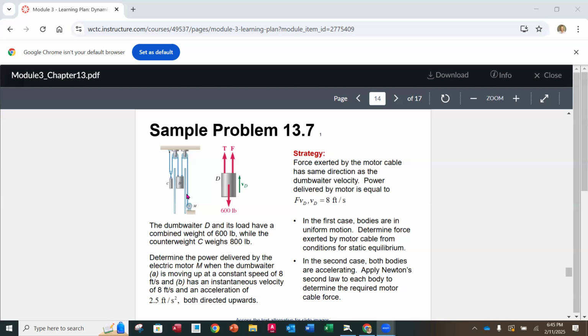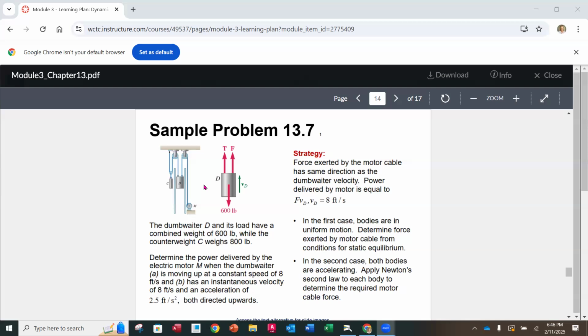You're going to see there's an electric motor here that has a cable that goes up and over our pulley, and it connects to that dumbwaiter. So we want to know what is the power delivered by the electric motor when, A, the dumbwaiter is moving up at a constant speed of 8 feet per second, and B, when it has an instantaneous velocity of 8 feet per second and an acceleration of 2.5 feet per second squared, both directed upwards. So essentially, we're going to be solving this problem twice. The first under the conditions of A, and the second under the conditions of B.